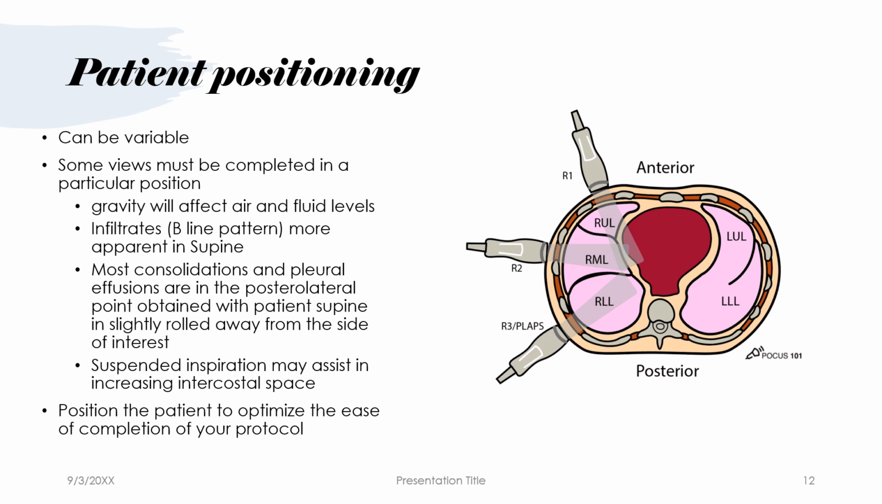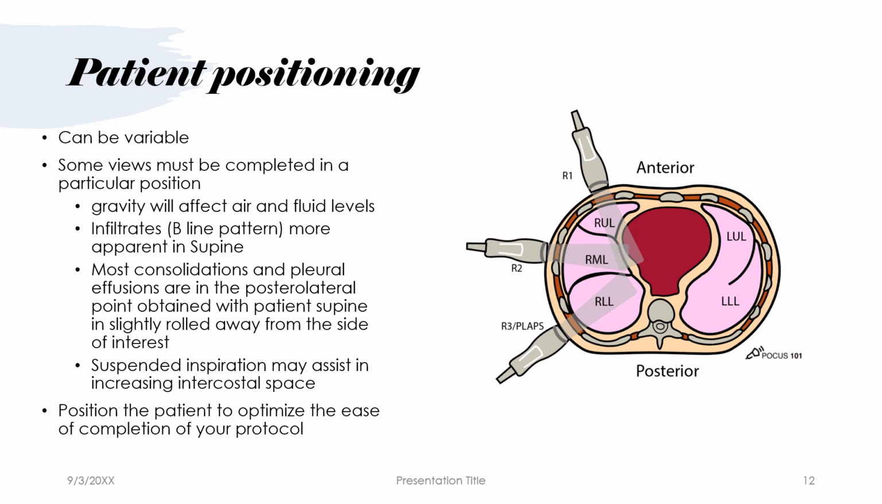Now, your patient positioning is going to be variable, I realize, because you're going to be doing this a lot in the ICU, in the emergency department. A lot of your patients may be supine. If you wanted to do these sitting, that's fine too. There's not so much a rule of thumb that you have to follow, but just realize you also may have to move the patient slightly to get some of the images that we're looking for. So positioning can be variable. Some views must be completed in a particular position.